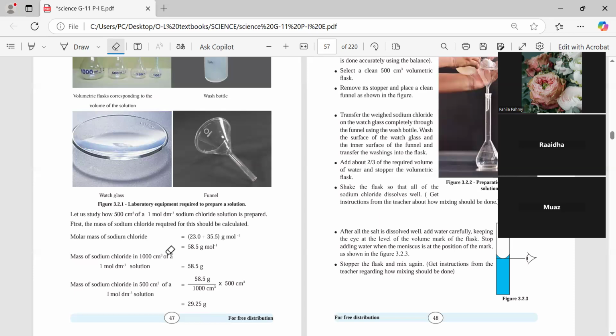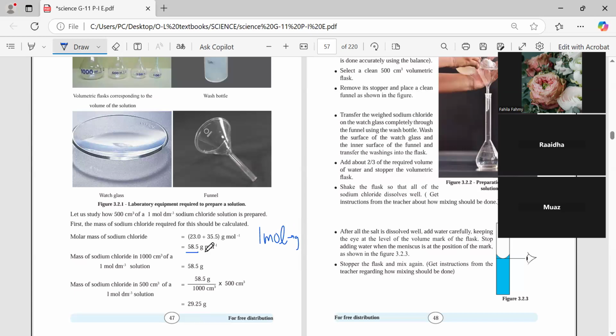Okay, let's see how to do it. How do we do it? First of all, you need to find the molar mass, right? And then you see how many grams are in 1 mole. What does the molar mass mean? Molar mass means, in order for you to take 1 mole, how many grams do you need? Right? So this is what we call molar mass.